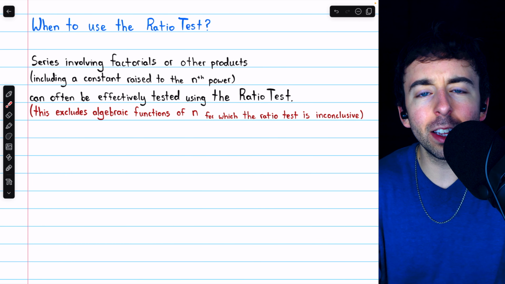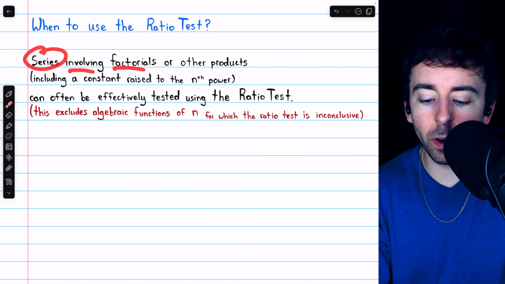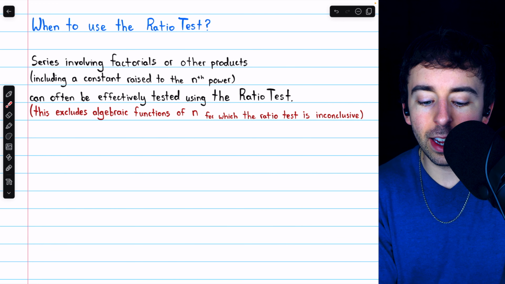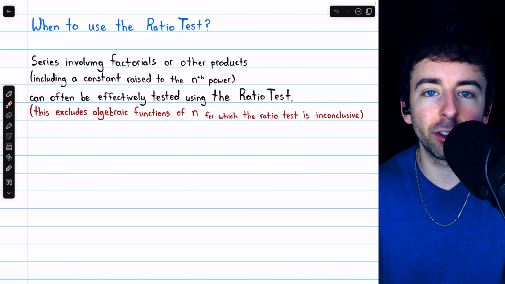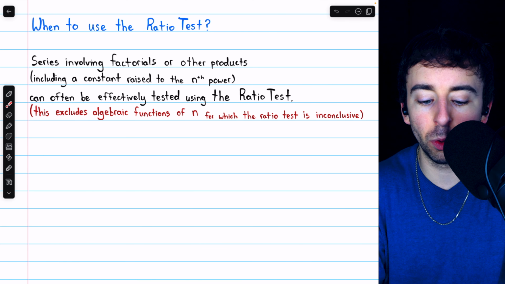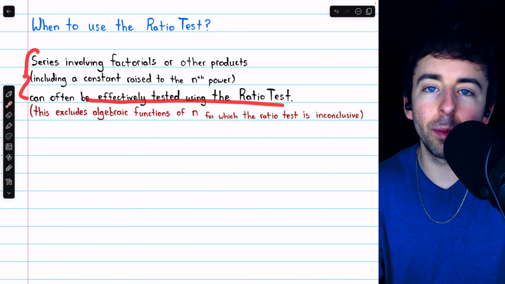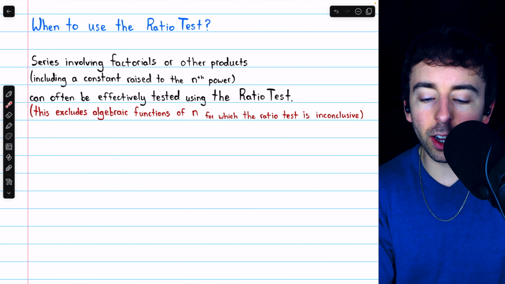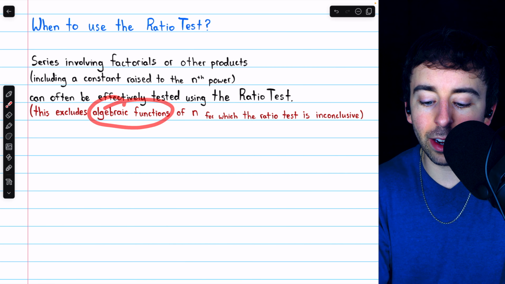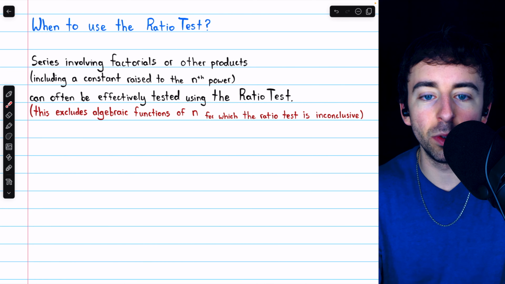In general, you should consider using the ratio test for series that involve factorials or other products, including a constant raised to the nth power, so exponentials. Often the ratio test will be useful for those situations, where it is often able to be used to determine convergence or divergence. You're not going to want to use it for algebraic functions of n. Those are going to give us an inconclusive result.